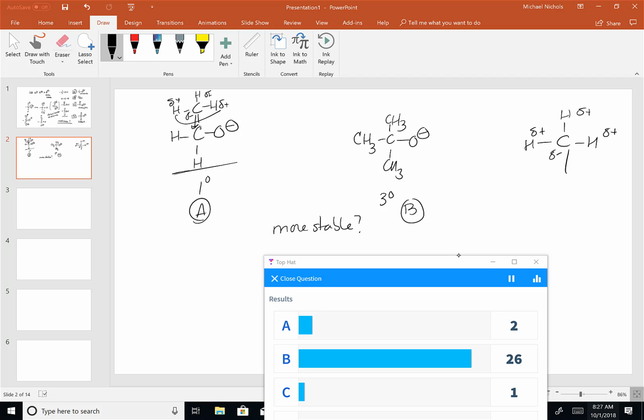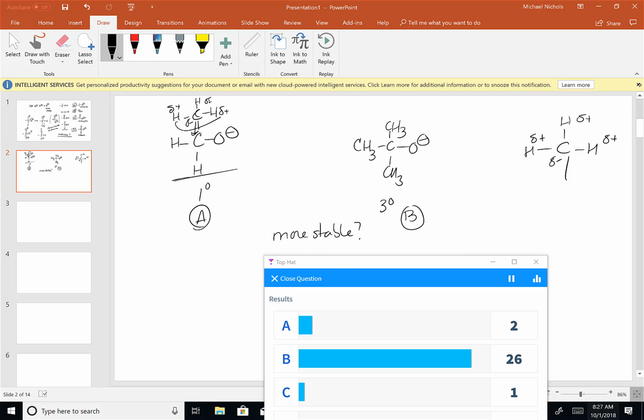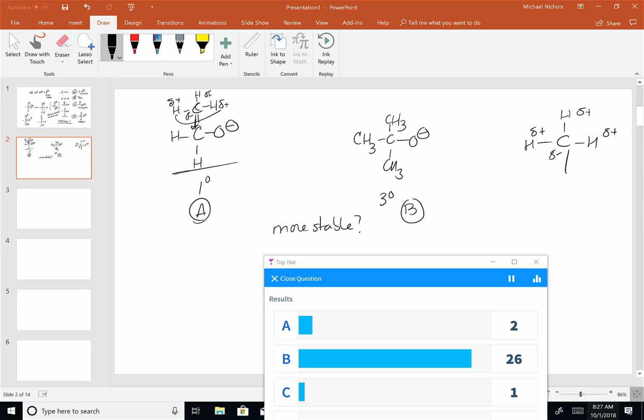Does that make sense? No? What doesn't make sense about it? Because this carbon has delta minus charge, and so what it wants to do is get rid of that, so it's going to push it to this carbon. But that carbon doesn't want any more negative charge, right? Because it's already got a negative charge on this side. So what we'd like is to have the electron density kind of do this.